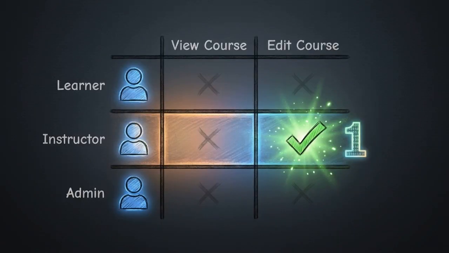Most applications start with role-based access control, or RBAC. Permissions are mapped to broad titles. If your role is instructor, you have a green light to edit courses. It is a simple binary check.